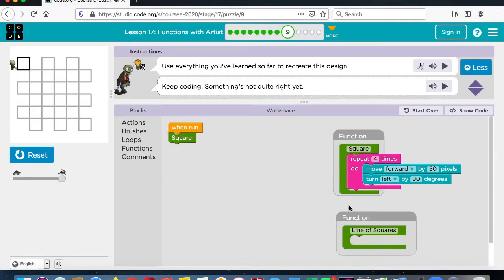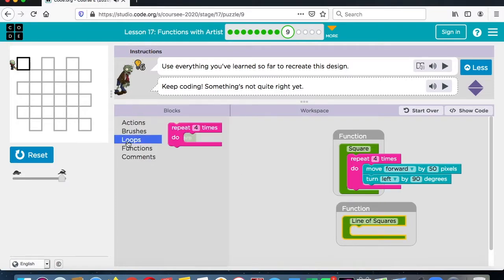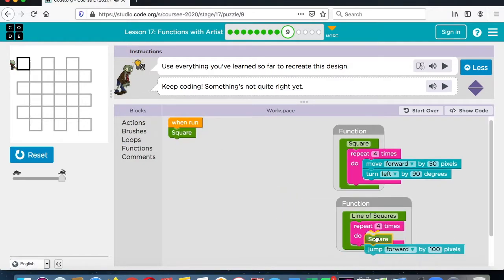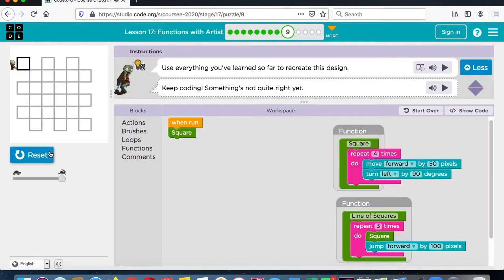What was a line of squares? A line of squares was you do the function of a square, and then what you did is you jump forward by 100, and then we had 1, 2, 3. So we have 3 of them. So repeat loop that 3 times. So this is a review of the other one. We're going to use everything that we know before from the other problems to get this done. So let's take a look.